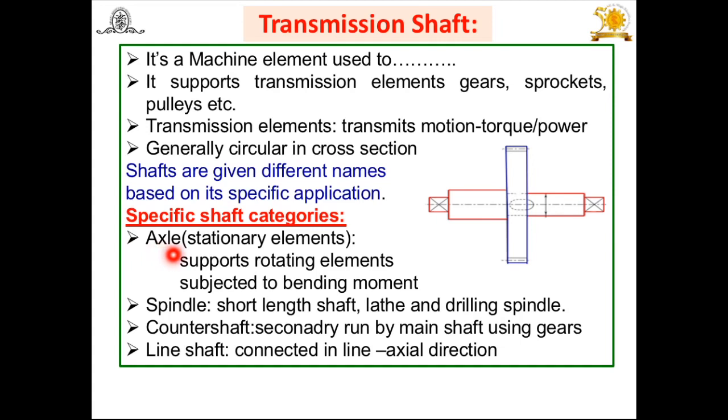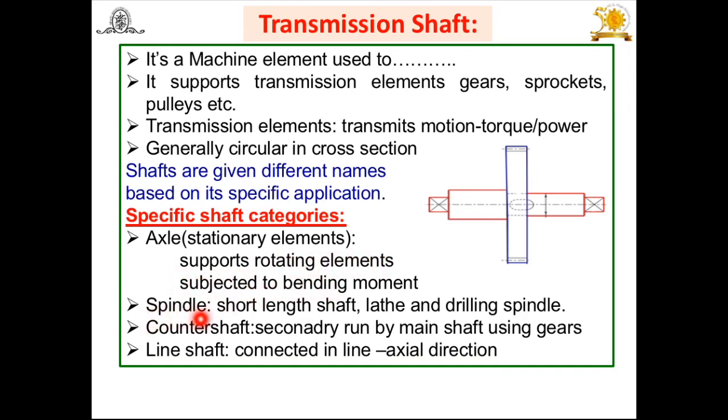Axle means a stationary machine element which gives support to the rotating elements, and because it is stationary, it is subjected to bending moment only. You can take the example of a bicycle wheel or railway wagon wheel, where you'll find the axle on which the rotating wheel is mounted. But in case of motorcycles, you will find the axle also transmits the torque. It's a rare example, but in general, axle is a stationary machine member. It gives support to the rotating elements and is subjected to bending moment only.